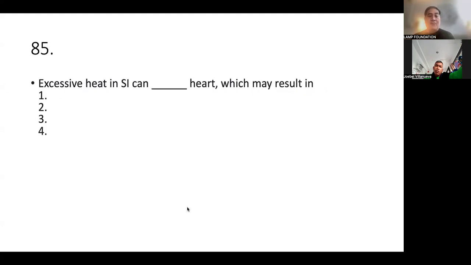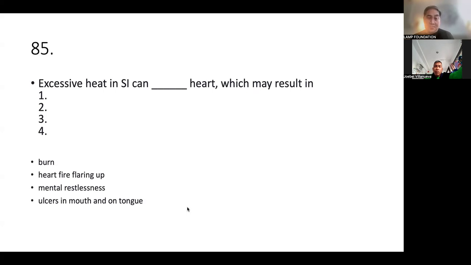Excessive heat in the small intestine can burn the heart. And this may result in the heart fire flaring out, and we have mental restlessness. And of course, we can see a lot of ulcers in the tongue and the mouth, and the tongue is red.